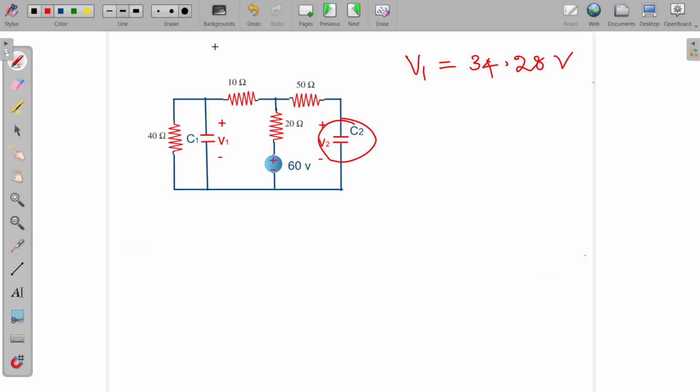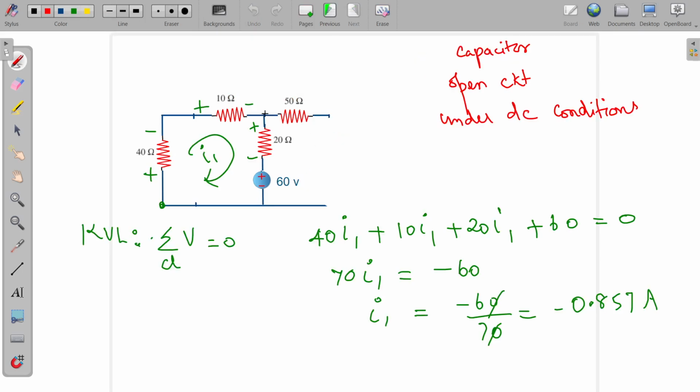We need to calculate V2, which is the voltage across this capacitor. For this case, already we have taken that no current will be flowing through this 50 ohm resistance. So V2 is the voltage available across the C2 capacitor, which is to be determined now. This voltage is nothing but the voltage available across these 2 points, because no current is flowing through this 50 ohm resistance. So here we can take this as V2. Now we need to calculate this V2.